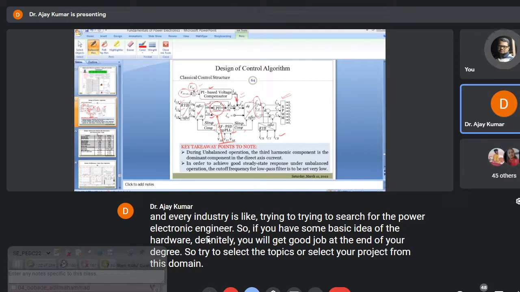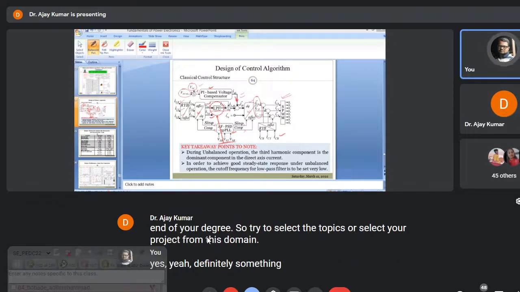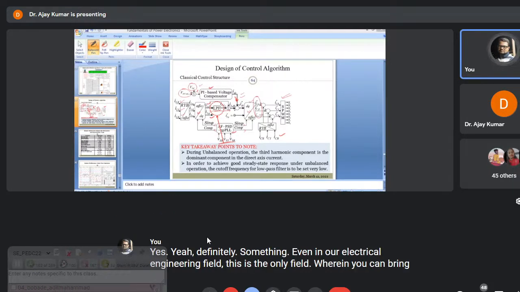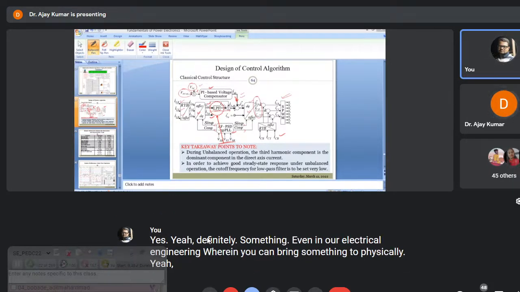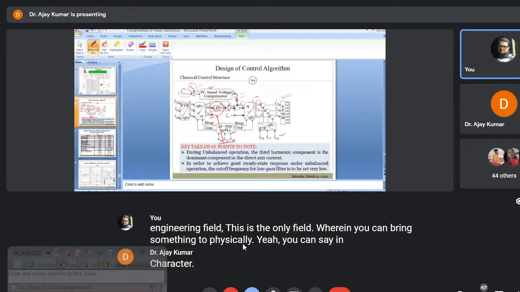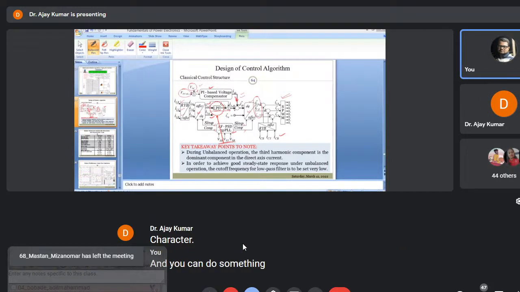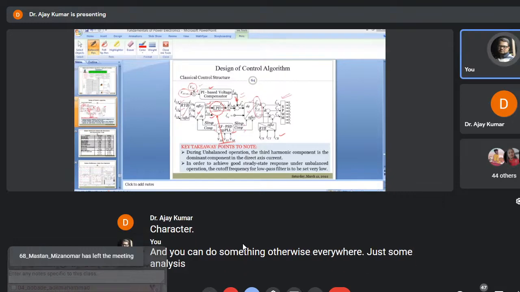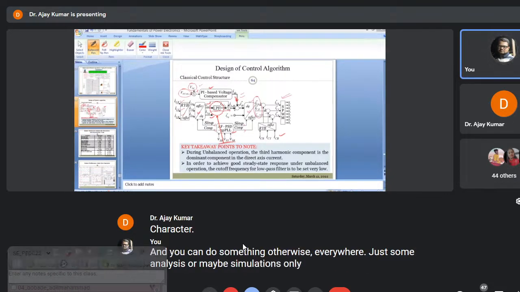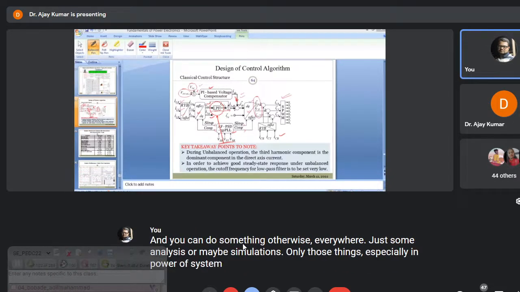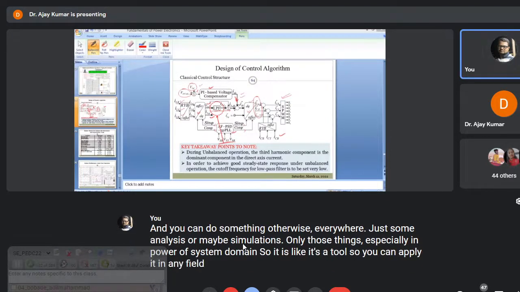Definitely, sir. And even in our electrical engineering field, this is the only field wherein you can bring something to physical life and do something. Otherwise, everywhere it is just analysis or simulations, especially in the power system domain. It is a tool, so we can apply it in any field. So a variety of applications are there.